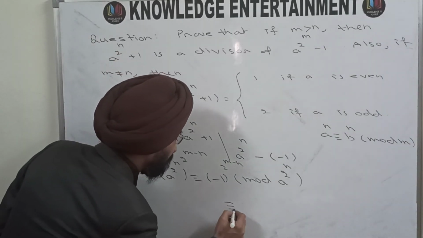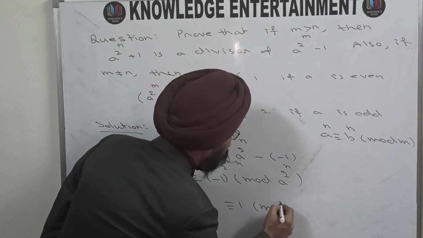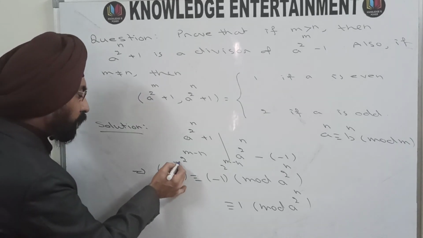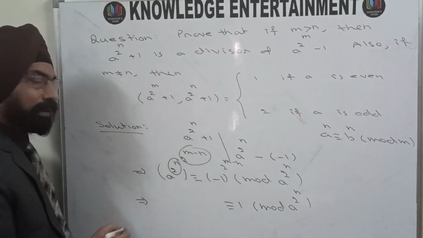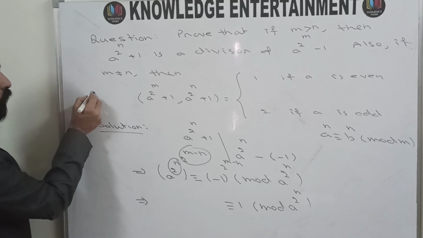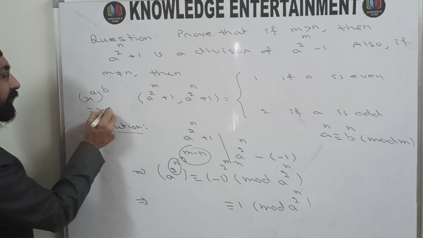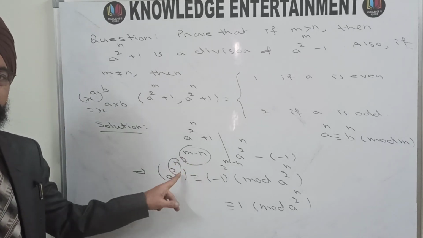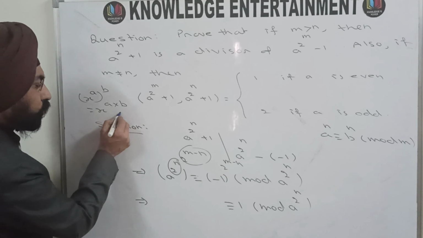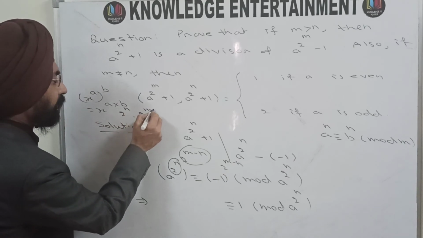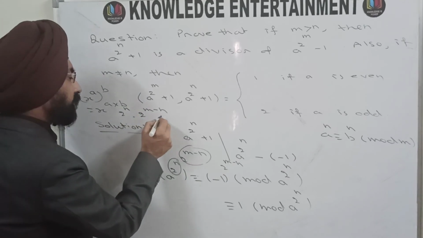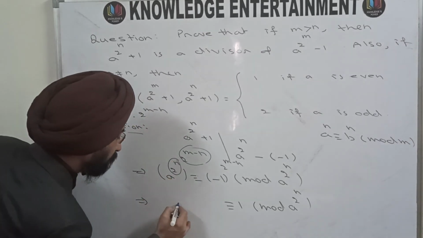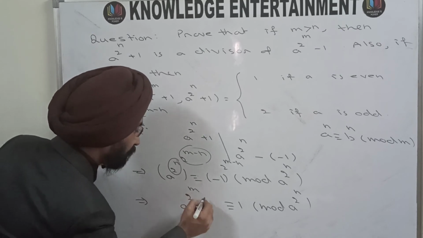So this side is going to be 1 modulo a raised to the power 2 raised to the power n, and here we have a raised to the power 2 raised to the power n, all raised to the power 2 raised to the power m minus n. We know that x raised to the power a, raised to the power b, is x raised to the power a multiplied by b. So the powers will be multiplied, and in the powers you will get 2 raised to the power n into 2 raised to the power m minus n. Adding the powers, the n will be cancelled and you will get 2 raised to the power m. So this quantity will become a raised to the power 2 raised to the power m.